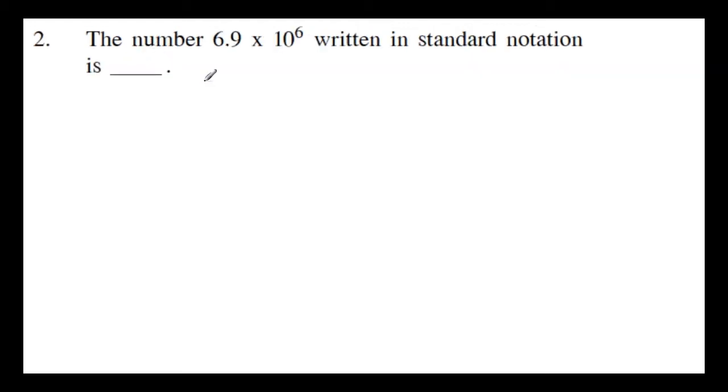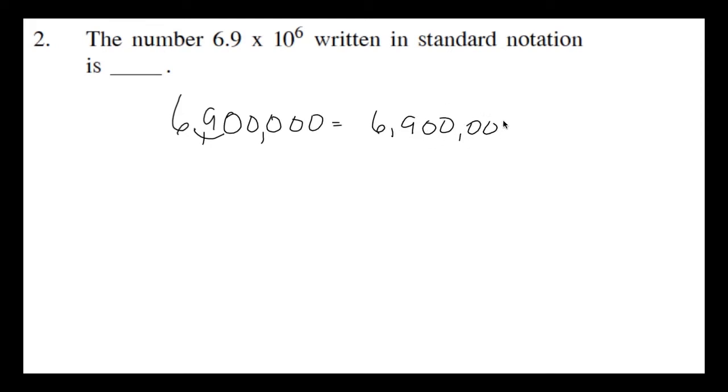The number 6.9 times 10 to the 6 written in standard notation is, so again, same type of problem. So I have 6.9. I'm going to move it over once, and then I'm going to move it over 5 times, which makes our 6. Then I'm going to rewrite it. So that's going to be 6,900,000. So don't try to do this in your head. Show the work, and you'll get these right.